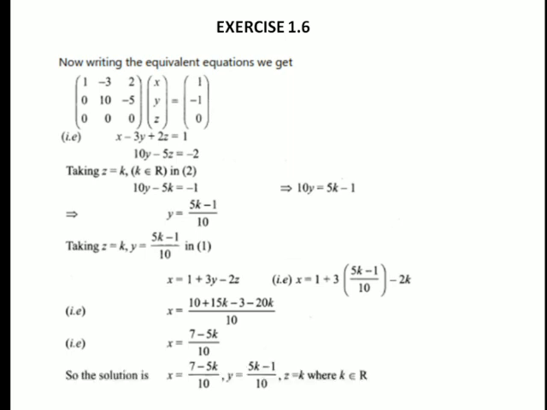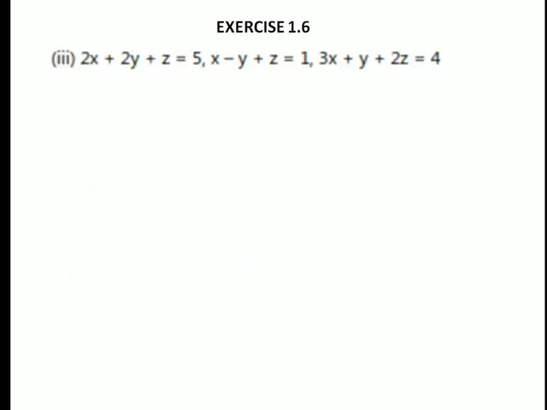Then x value is 7 minus 5k by 10, y equal to 5k minus 1 by 10, z equal to k, where k belongs to R. Next question.